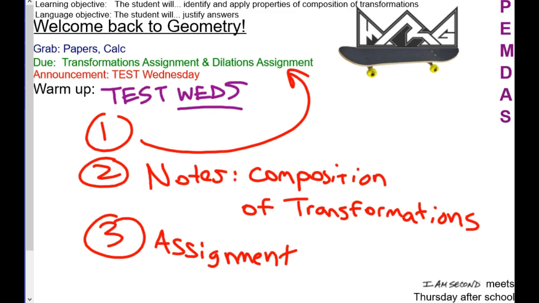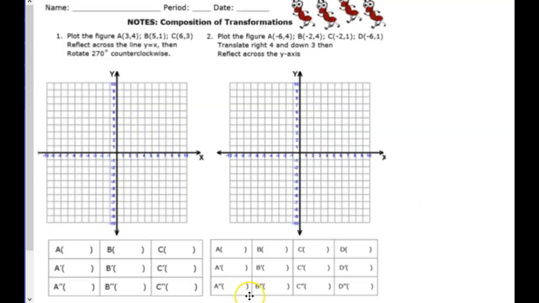Okay. So the last two assignments, which look like this, are due. If you don't have them, get them done ASAP, especially if you want to be ahead of getting your grade up instead of behind, right? So let's do notes for the composition of transformations, and then we'll get to our assignment, okay?